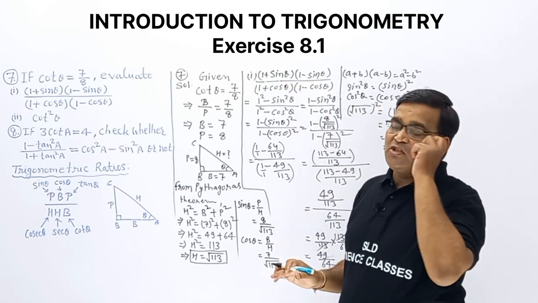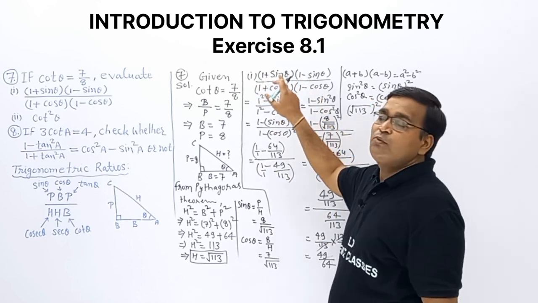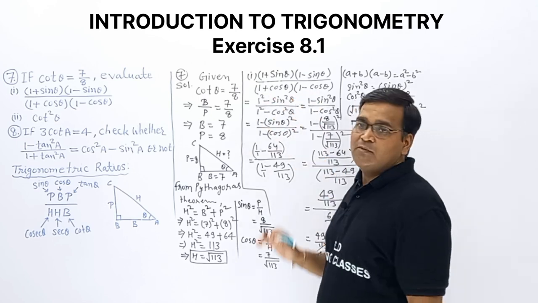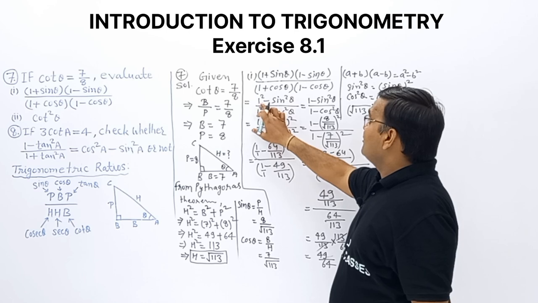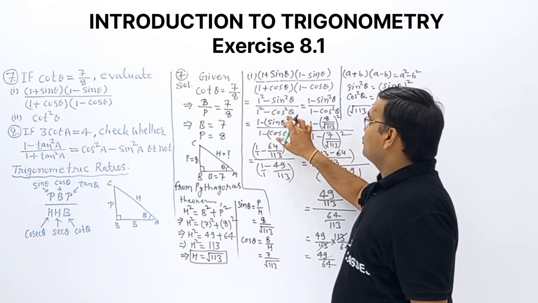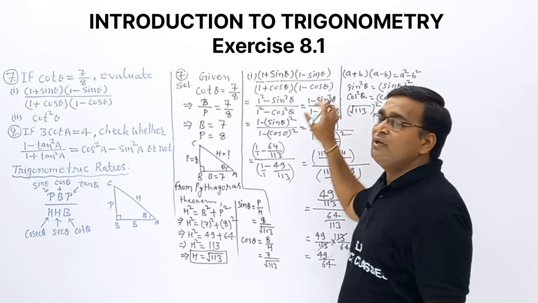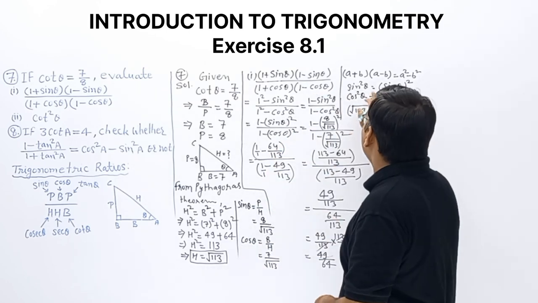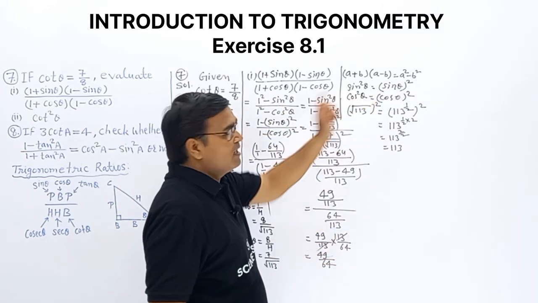Now question number one is what? This one. And this question is in the form of (a plus b) into (a minus b), and it is what? a square minus b square. Algebraic identity we are applying. Similarly in the denominator we are applying the same identity. Clear? Then we can write 1 square minus sin square theta upon 1 square minus cos square theta. This is 1 minus sin square theta upon 1 minus cos square theta. Sin square theta means what? Sin theta whole square. Cos square theta means what? Cos theta whole square. Clear?